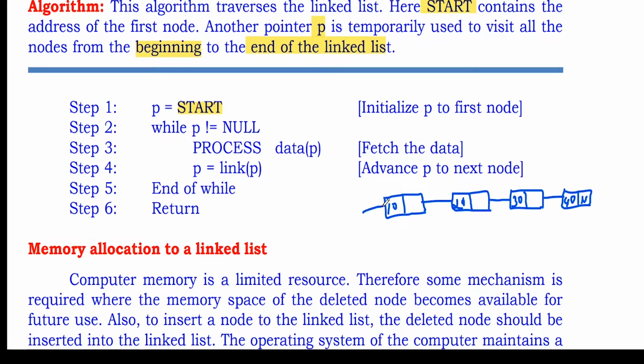So where is start? This address is start. What does start mean? Start contains the address of the first node. So this start we are talking about contains the address of 10. That's the address. Now what does this statement do? P is also pointing to this node.